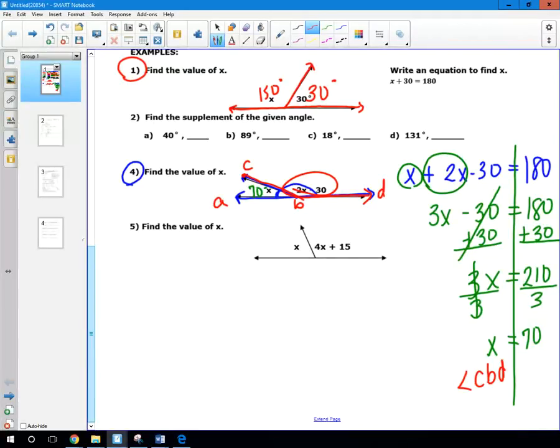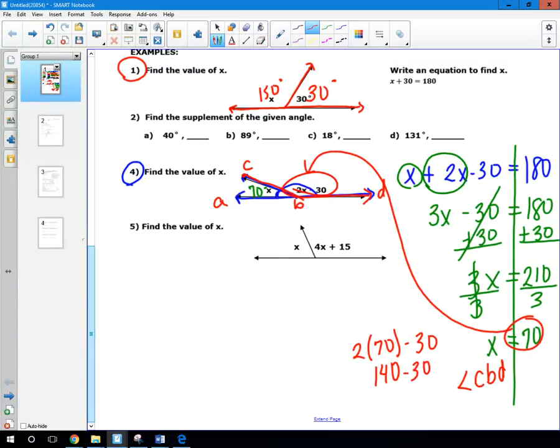Okay, there are 2 ways I could go about that. I could simply find what's the supplement to 70 to give me 180. Or, since I know what x is, I can actually plug 70 in for x. So I could have 2 times 70 minus 30, which is 140, minus 30, which is 110.